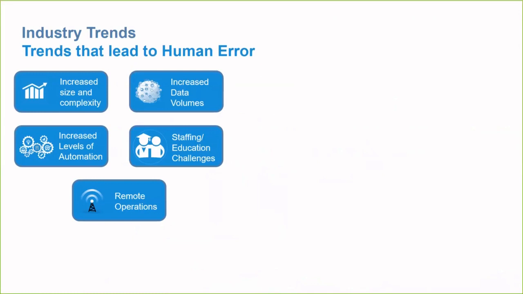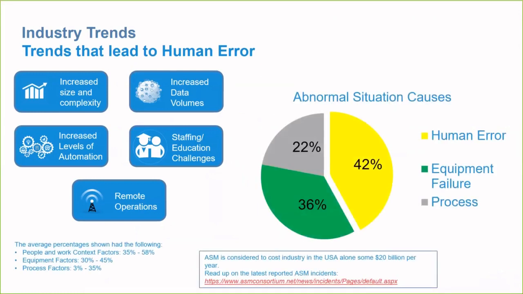So the Abnormal Situation Management Consortium have basically compiled a summary of what is mainly to blame or cause of abnormal situations. And that is, as you can see in the graph, human error at 42%, followed by equipment failure and then the process.